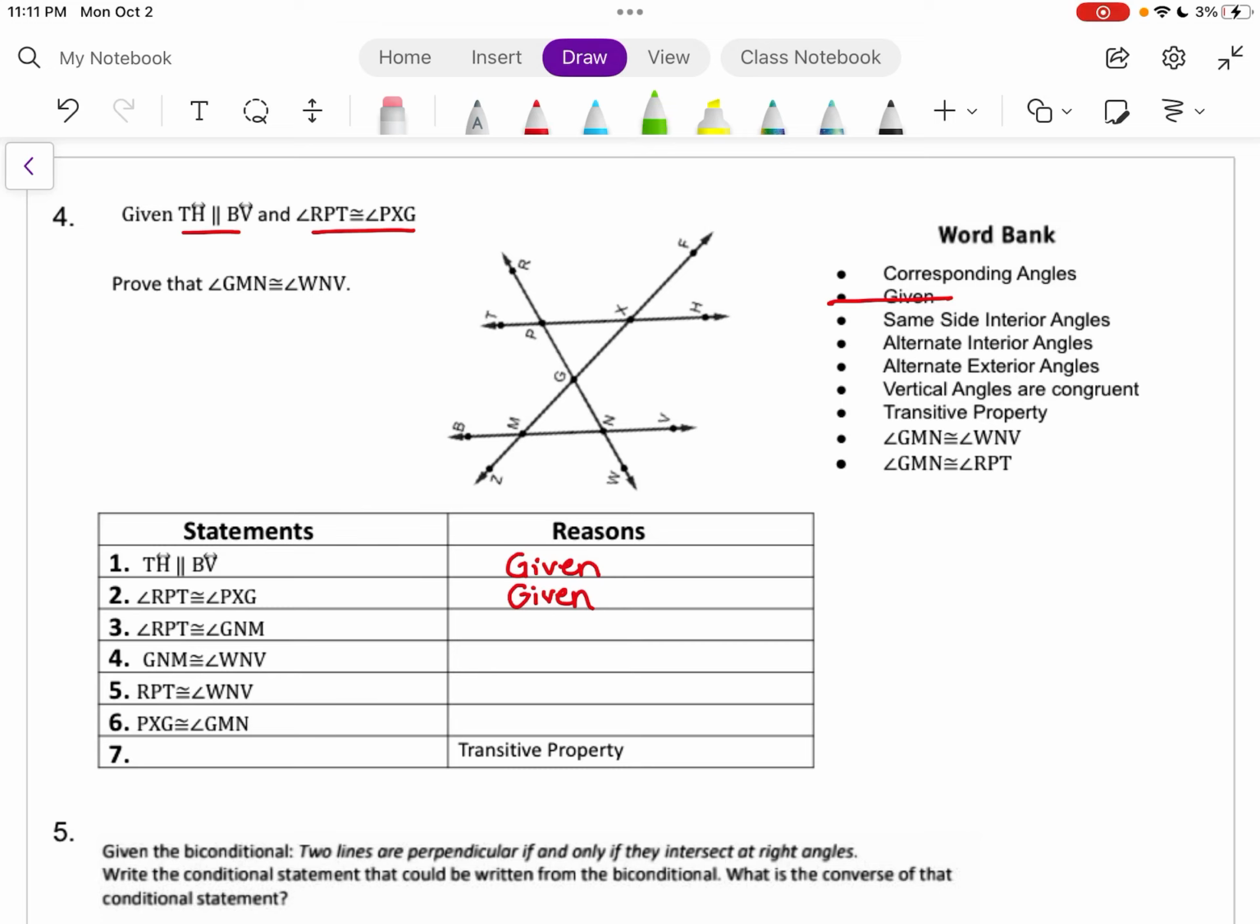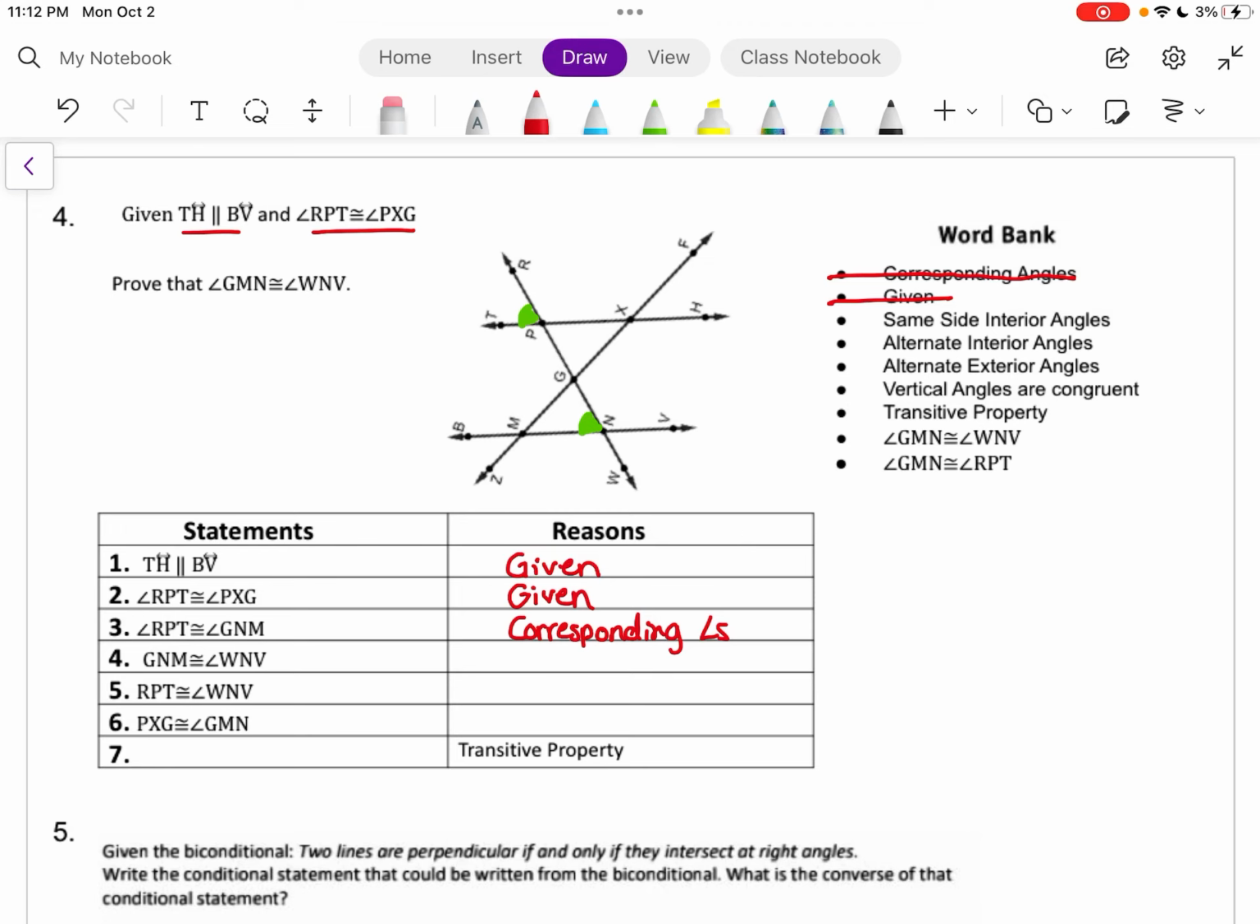If I locate angle RPT and I locate angle GNM, these are corresponding angles. Now let's move on to reason number 4.